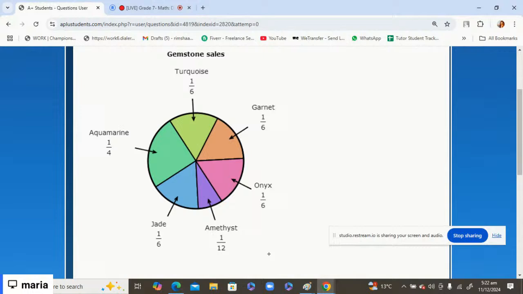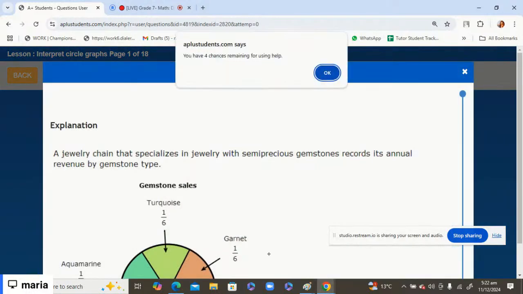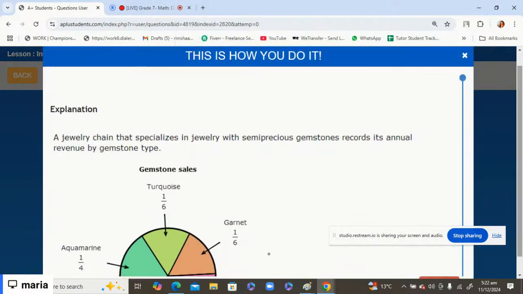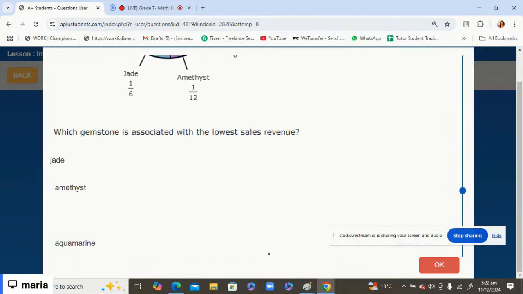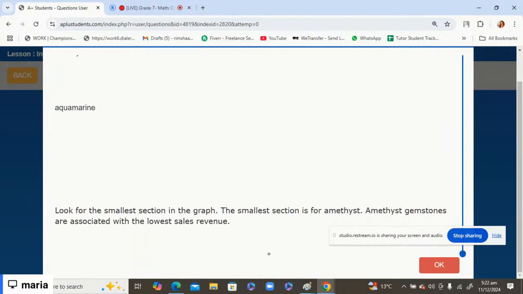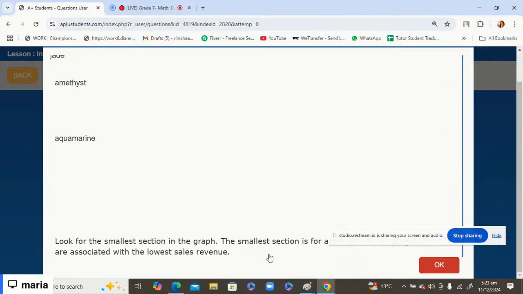Look here, it's 1 by 12, 1 by 6, and all of it when we see. So we are going to check the lowest of this. When we see the lowest of this, we are going to check all of it. Let me just open it.